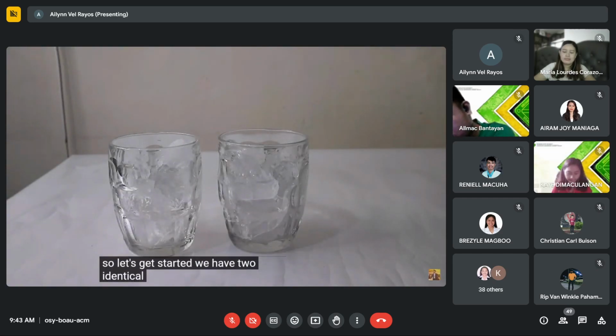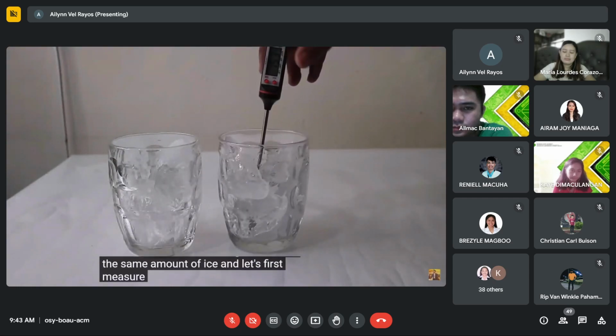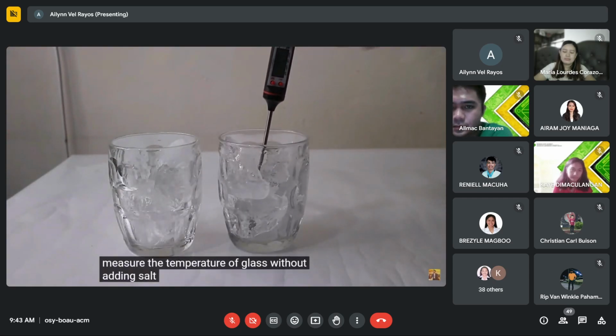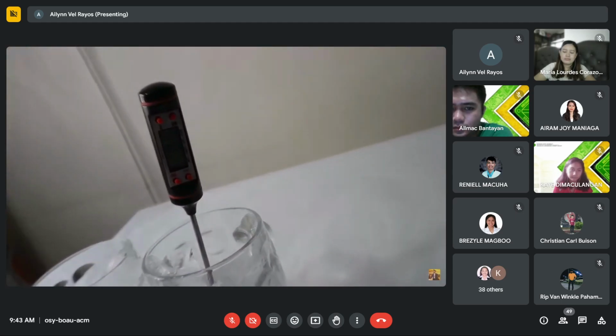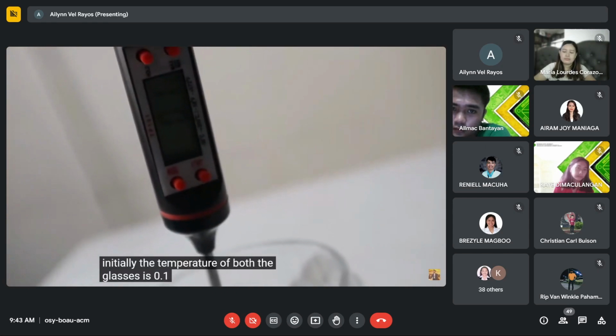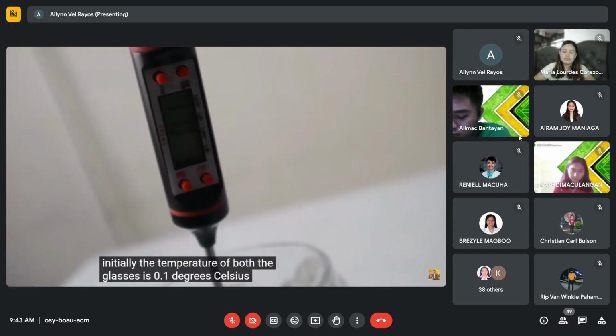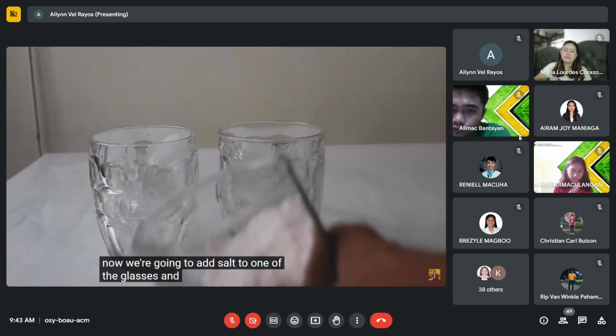We have two identical glasses with ice cubes in front of us. Make sure both glasses have the same amount of ice. And let's first measure the temperature of the glass without adding salt. Initially, the temperature of both the glasses is 0.1 degrees Celsius. Now, we're going to add salt to one of the glasses and give it a good stir.